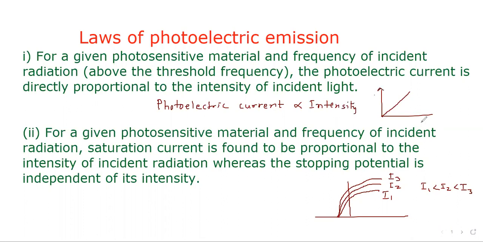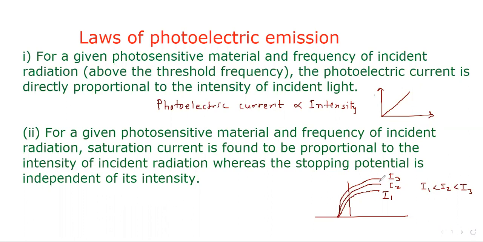That is why the graph is like this. This axis represents photoelectric current and this axis represents intensity. So the graph will be like this, which is linear. Now, second point: for a given photosensitive material and frequency of incident radiation, saturation current is found to be proportional to the intensity of incident radiation.